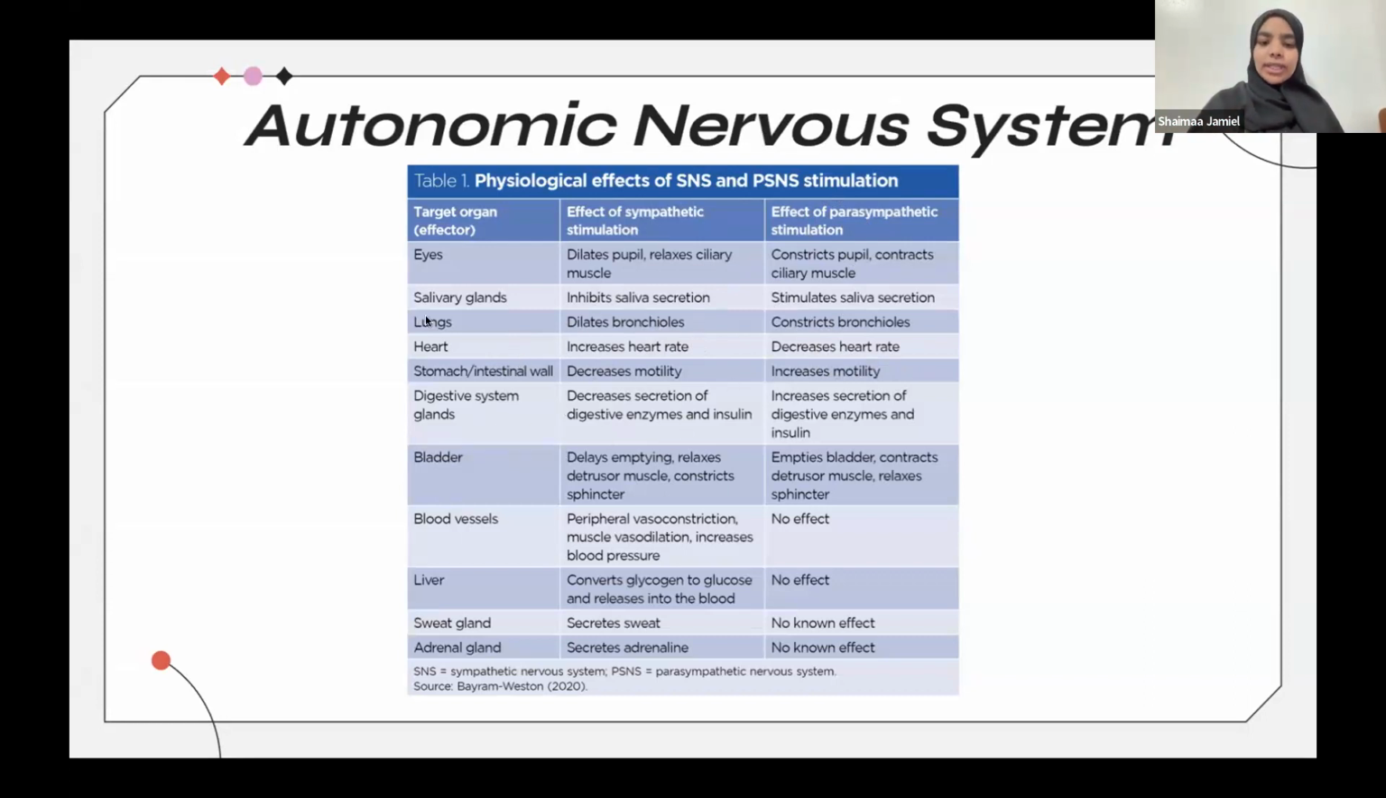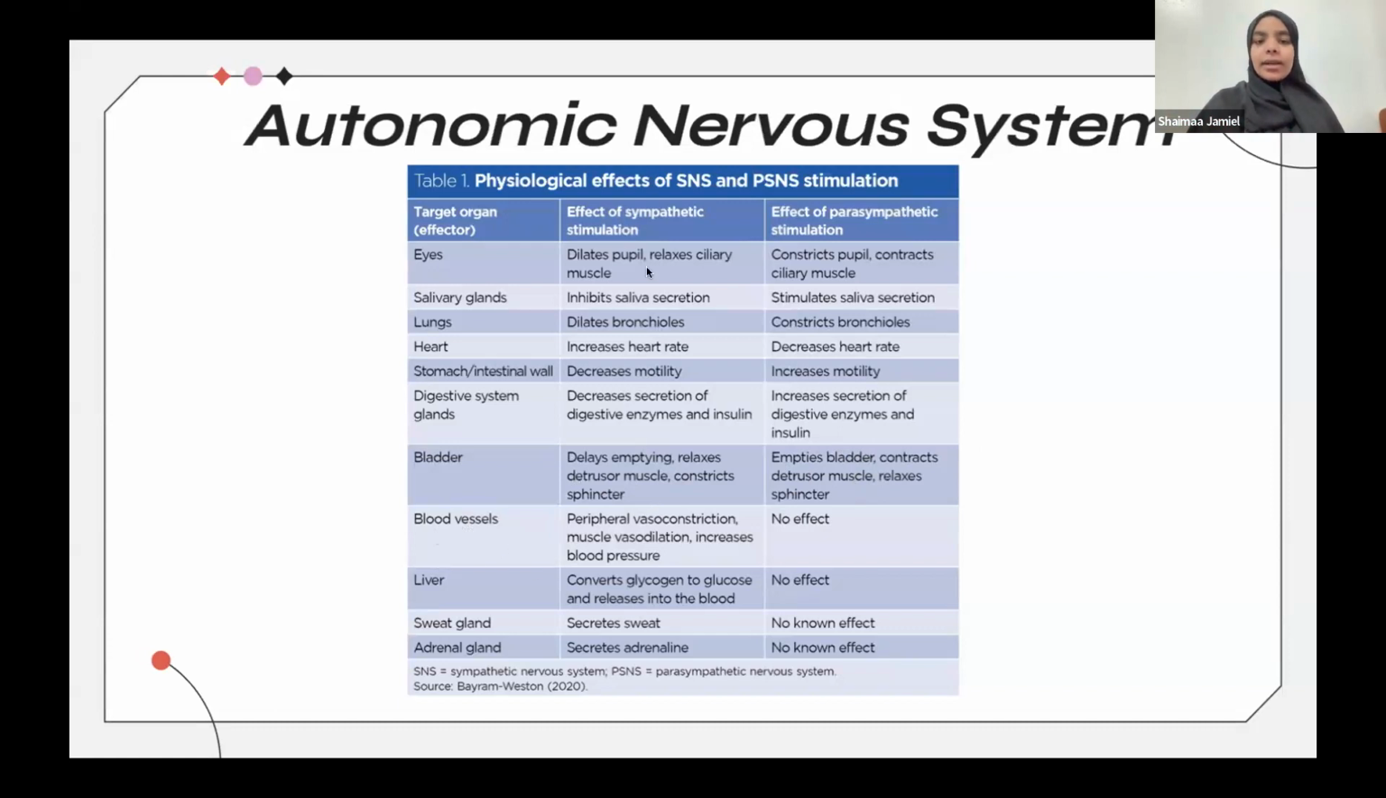Again, in sympathetic you don't need to secrete or digest anything, so decreased secretion here, increased there. For the bladder, right now you need to hold it off. So it delays emptying and relaxes the muscle, and the sphincter constricts so that you don't pass urine. It's the opposite for parasympathetic.